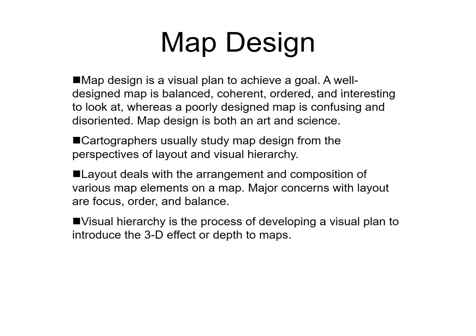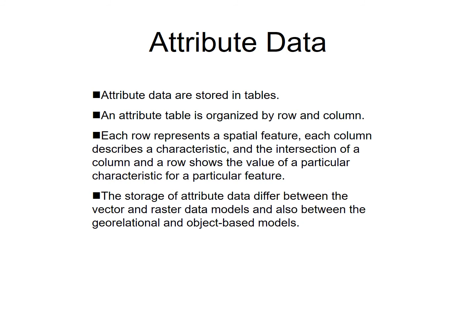Map design is a visual plan to achieve a goal. It's all about how you lay out your map, what you want to do. You need to have some elements of layout and visual hierarchy. It's what you need to understand, and we'll look at some of those here in a second. Attribute data is stored in tables, rows and columns. Each one represents something unique.